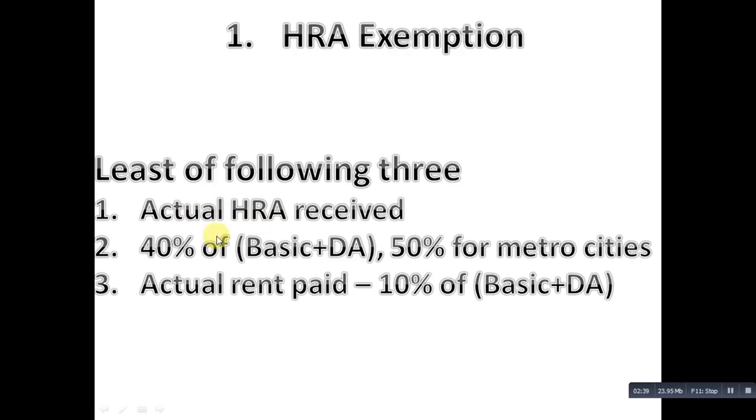So here you can see the actual HRA received, whatever the amount, just calculate and keep it in a separate place. Then 40% of basic plus DA, you can calculate easily from your income sheet. Then number 3 is actual rent paid minus 10% of basic plus DA. And the exemption amount is the least of these three. The amount which is less, that amount will be exempted. That means from total income, that amount will be deducted.